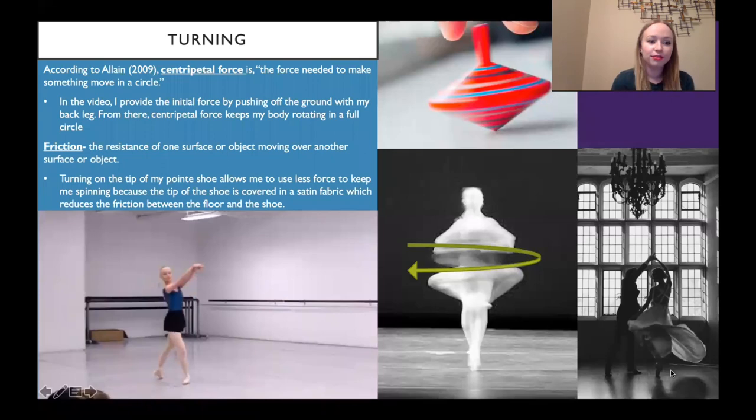Friction is the resistance of one surface or object moving over another surface or object. Turning on the tip of my point shoe allows me to use less force to keep me spinning because the tip of the shoe is covered in a satin fabric which reduces the friction between the floor and the shoe.